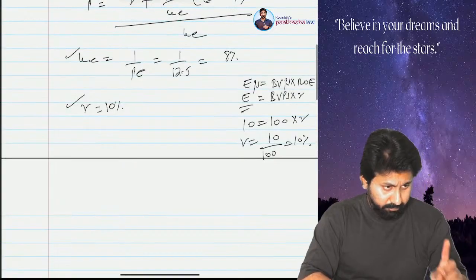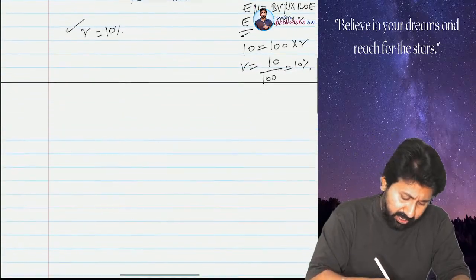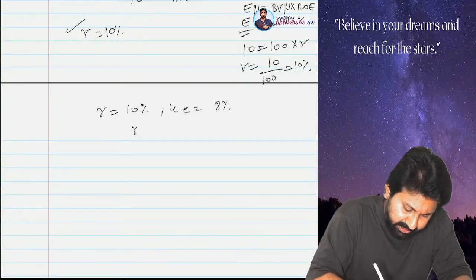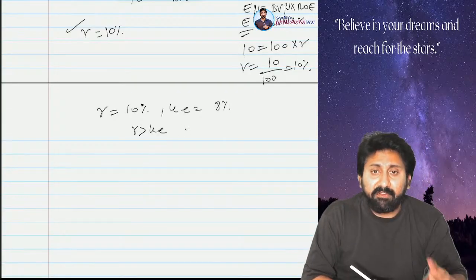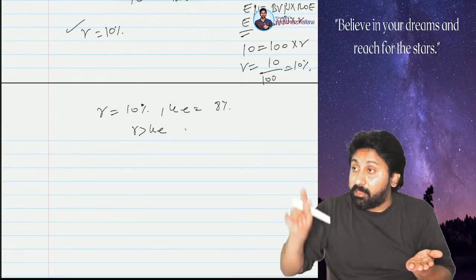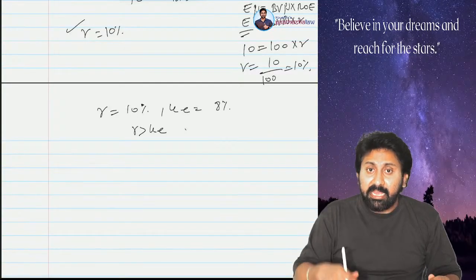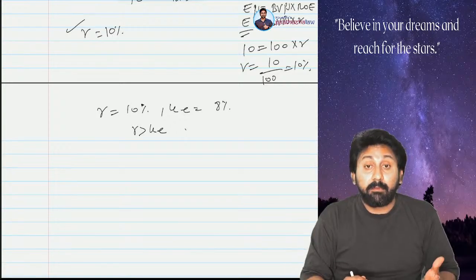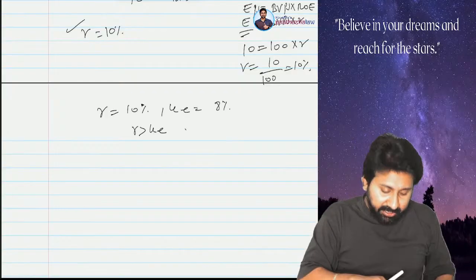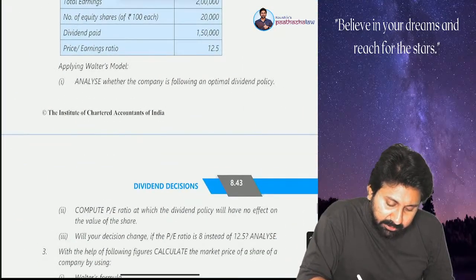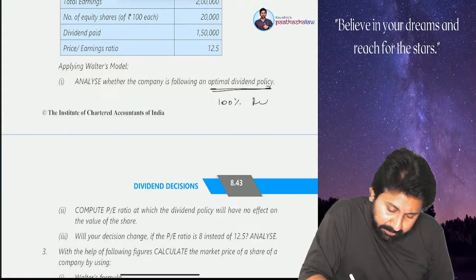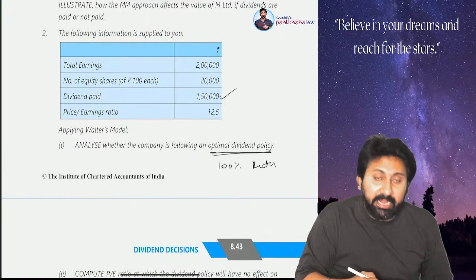Okay. So now we have R on hand and KE on hand. R equals 10%, KE equals 8%. The situation is R greater than KE. When R is greater than KE, the return earned by the company is more than the cost the company has to pay. The company wanted to pay 8% but is earning 10%. Since the earning is more in the hands of the company, 100% retention. As per this question, the company should follow 100% retention, but the company has paid dividend.